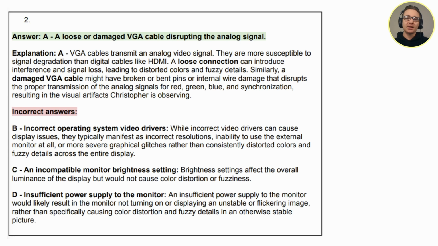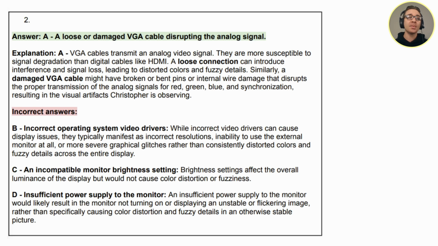The other options, incorrect operating system video drivers. Firstly, we're using a VGA cable and we should know if they're not connected properly, we're going to have these issues. We should always be associating them with VGA cables. So for that reason alone, option B should not be the most likely choice here. That being said, incorrect video drivers can cause display issues, but generally you're looking at incorrect resolution, the inability to even use the monitor at all, or more severe glitches, right? It's not just going to be simply fuzzy and colors are a little bit off. That's specific to VGA cables not being connected properly, potentially due to being loose or damaged.